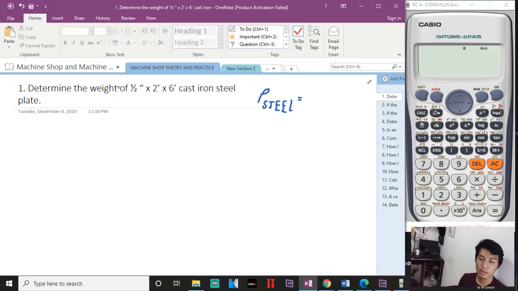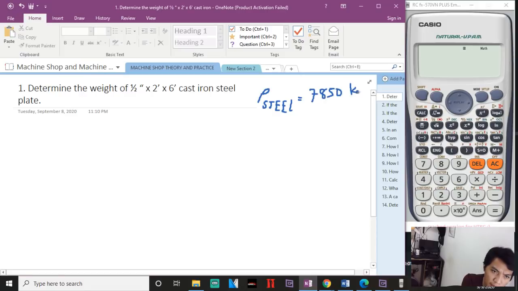Ano nga yun? On mic tayo kasi hindi ako nakatingin sa inyo. Sige nga, ano yung density ng steel? 7,850. 0.7850. Yes, pwede yun. Pwede natin gamitin 7,850 kilogram per cm cube or meter cube? Cubic meter. Meter cube po. Thank you. Tingnan natin kung tatama siya.